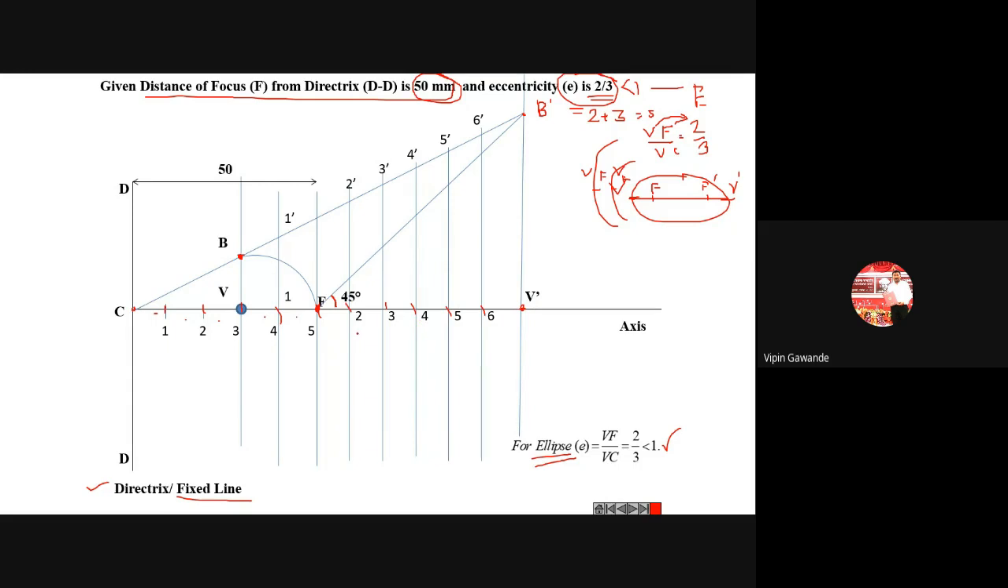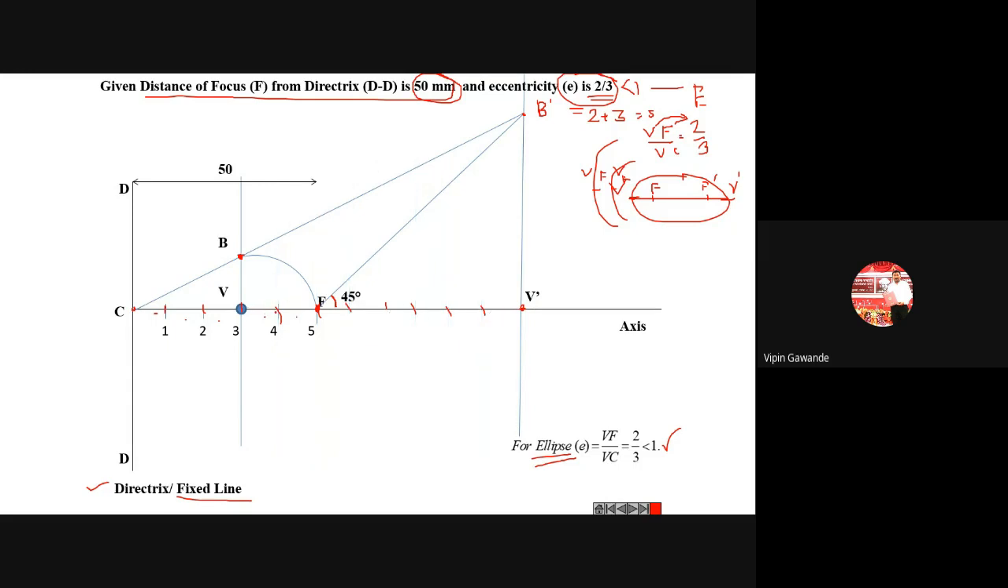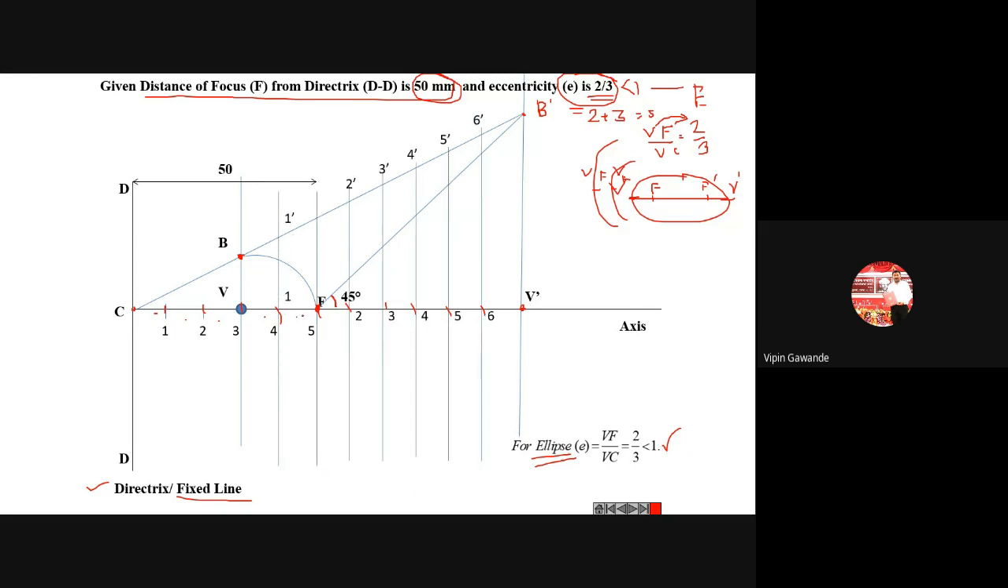What is the next step? You take some distance in the compass and mark any number of divisions from V: 1, 2, 3, 4, 5, 6. Suppose we have marked 6 divisions. Then from those intersections, you have to draw vertical lines. So keep your roller scale parallel to this vertical line at V. Whenever you have to draw parallel lines using a roller scale, you take reference of some initial vertical line.